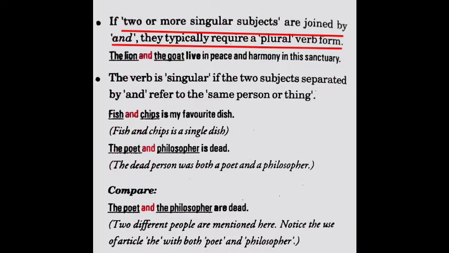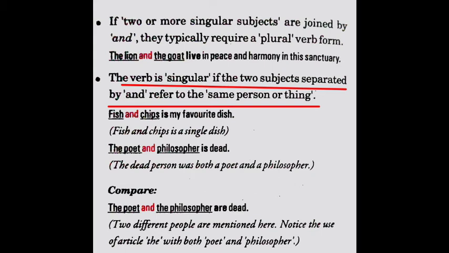If two or more singular subjects are joined by and, they typically require a plural verb form. So if two words are joined by and, and both are singular subjects, for example, the lion, the goat, both are singular and they are joined by and, then we use the plural form of the verb. The lion and the goat live, plural form is live, in peace and harmony.